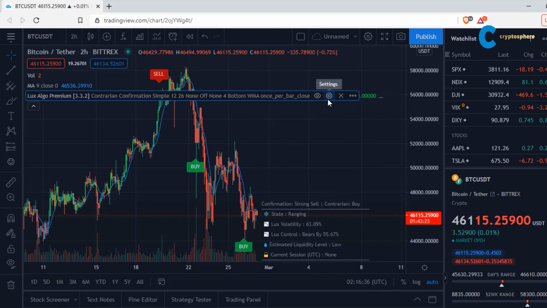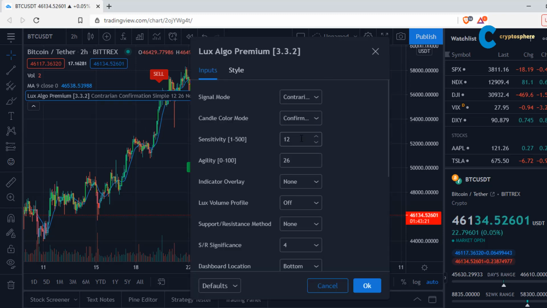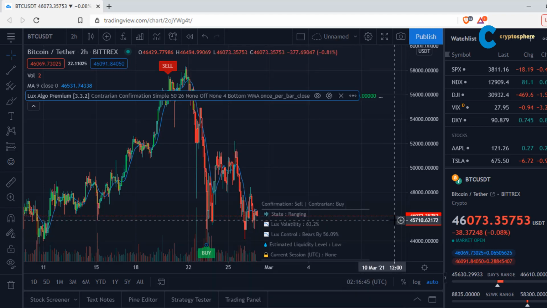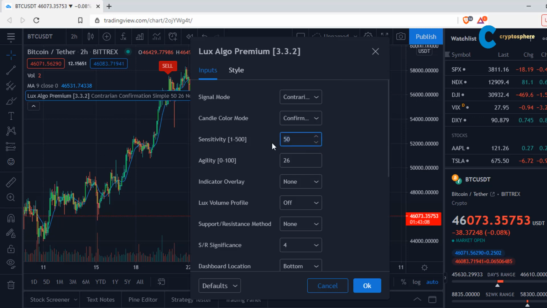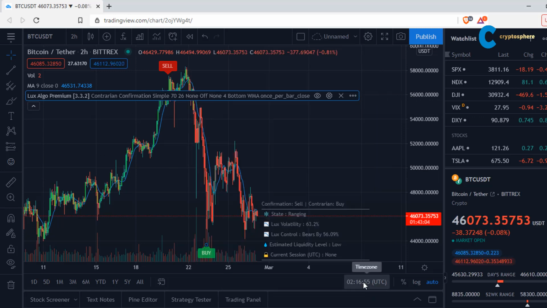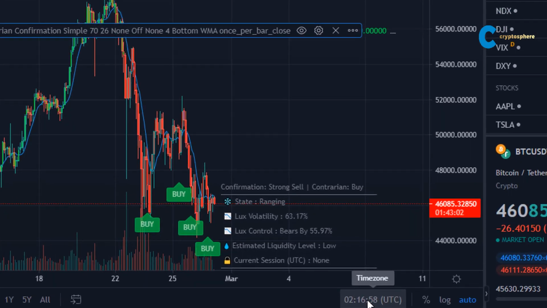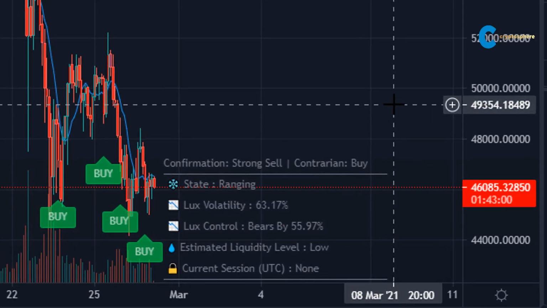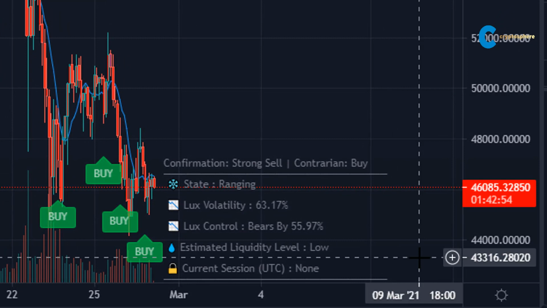What I like to do is to increase the sensitivity on the chart. That helps me to catch more tops and bottoms. The default settings are 12 for sensitivity and 26 for agility. You can play around with these numbers and customize them to your liking. We get a lot of buying signals now, and it seems that the market will bottom somewhere in the low 40,000 range. There are a lot of training videos on their website where you can go even deeper.